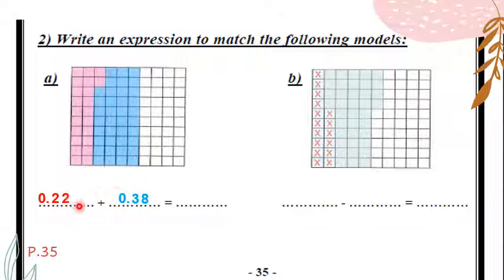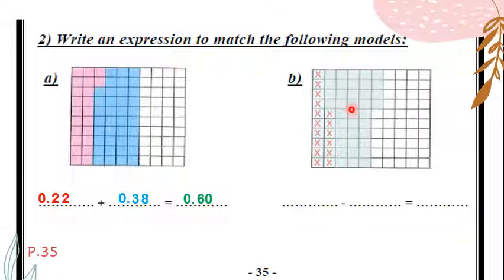Now let me make the addition. 8 plus 2. Hundredths plus hundredths. 8 plus 2 equals 10. So I'm going to write 0 and carry 1. 1 plus 2 equals 3, and 3 plus 3 equals 6. Decimal point plus decimal point equals decimal point. 0 plus 0 equals 0. So the answer equals 0.60 or 0.6.